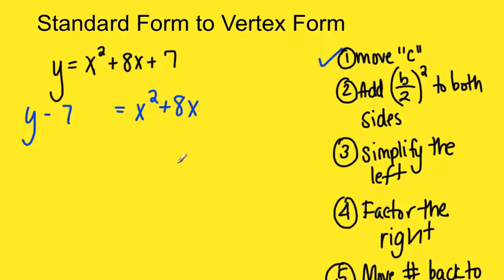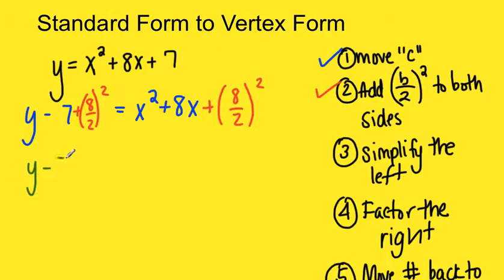Now I'm going to add b over 2 squared to both sides. In class we put parentheses with the squared on both sides. So b is 8, so it's 8 over 2, and that would be 8 over 2 on the other side. Then we're going to simplify the left. So we have y minus 7 plus, now this is 8 over 2, which is 4 squared, is 16. And then that would simplify to 9.